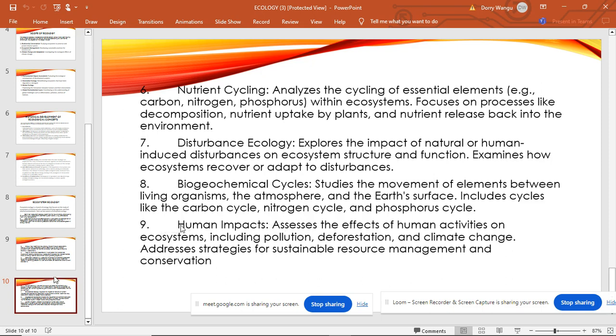And then the last one, we have human impacts. It assesses the effect of human activities on ecosystems, including pollution, deforestation, and climate change, and addresses strategies for sustainable resource management and conservation. That's the end of our lesson. Any questions?